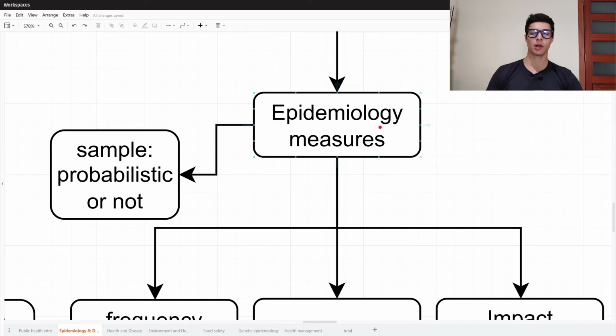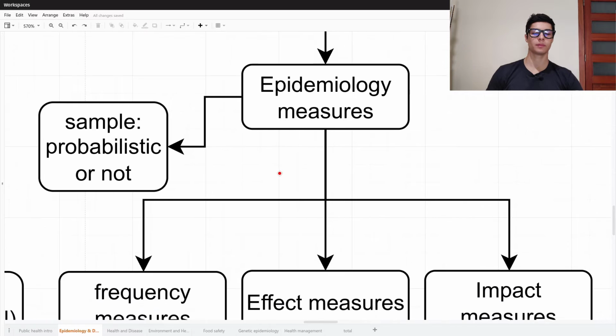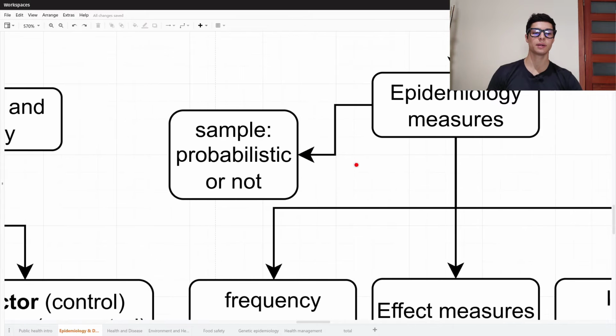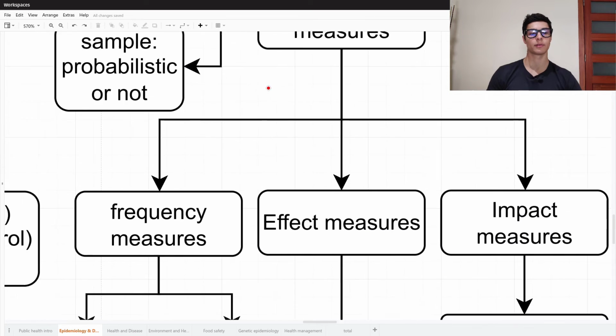And then we have the epidemiology measures. These are the ways in which we can measure what happens in a population. So when we have a sample of a population, it can be probabilistic, in which we have control and we select exactly what we want for the study, or not probabilistic, in which we have no control and we do the study with what we have.